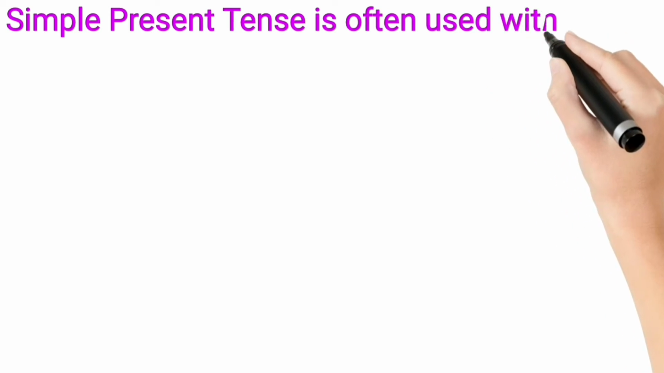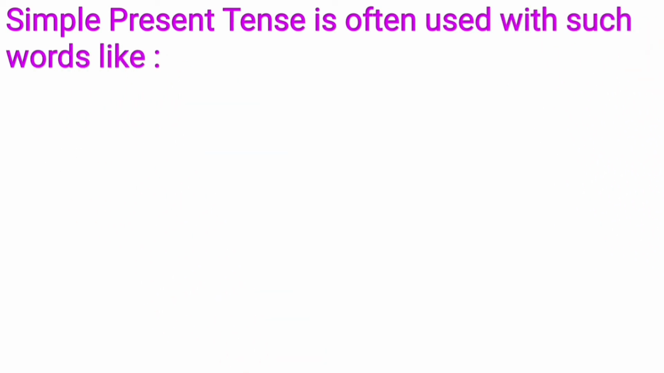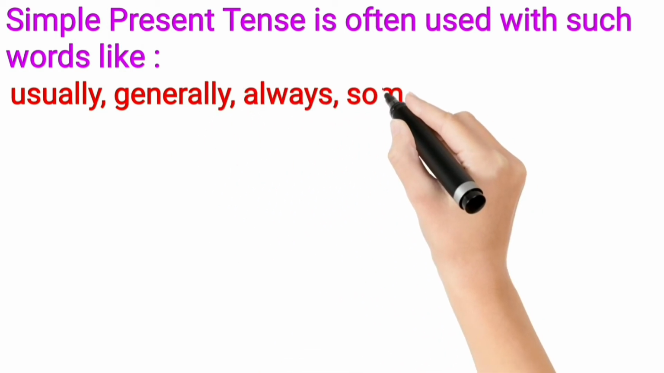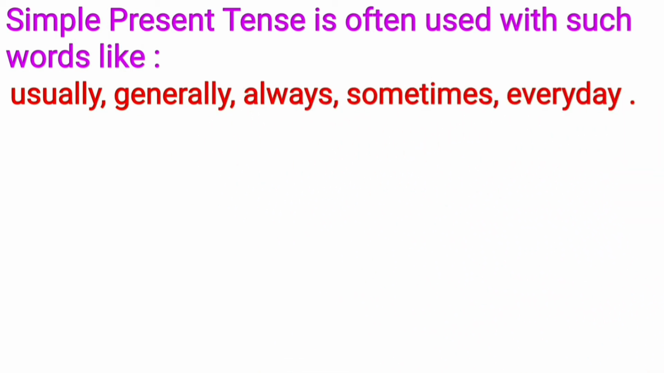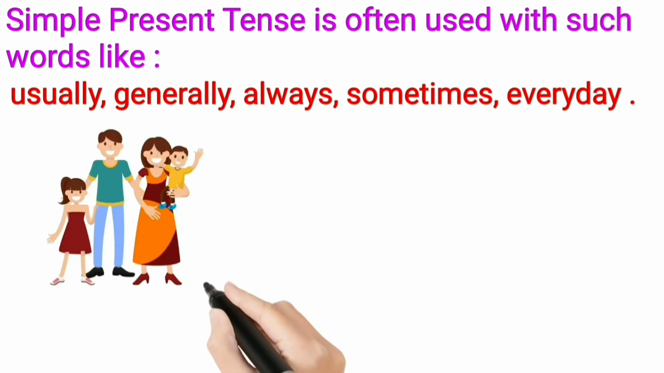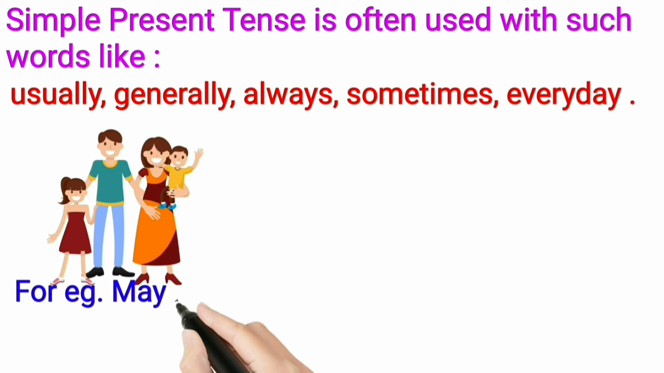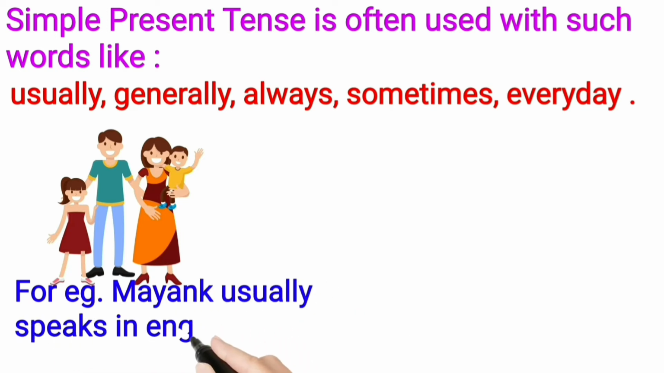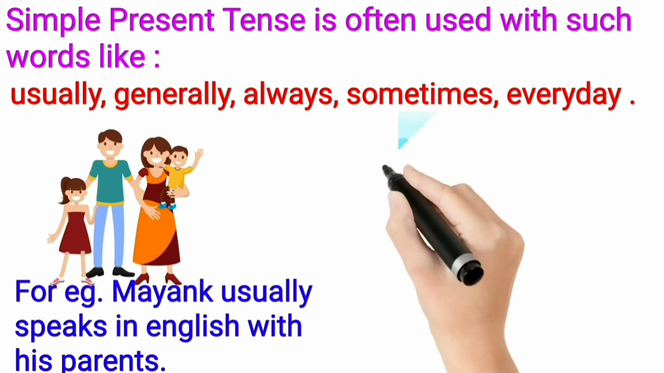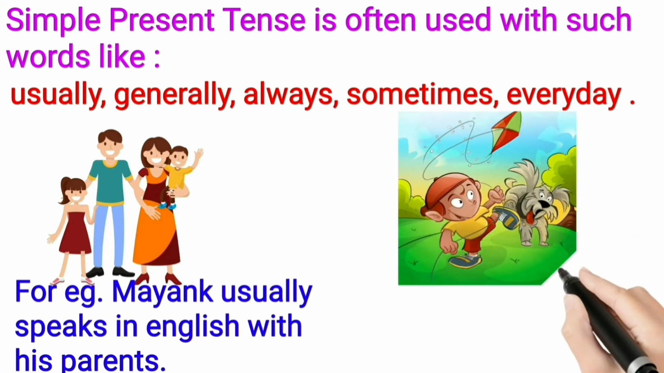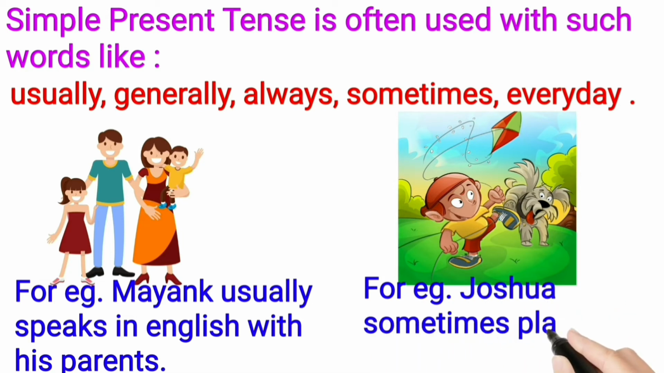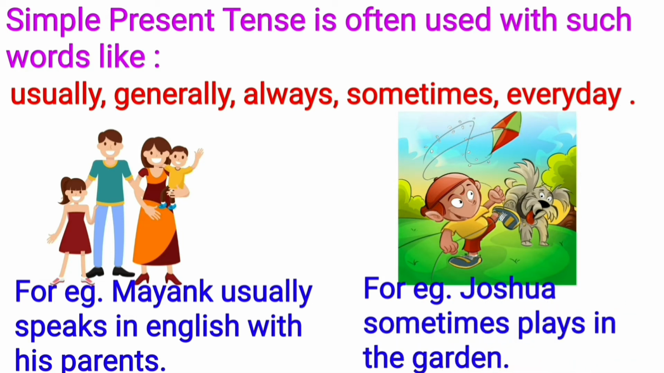Simple present tense is often used with words like usually, generally, always, sometimes, every day. For example, Mayank usually speaks in English with his parents. For example, Joshua sometimes plays in the garden.